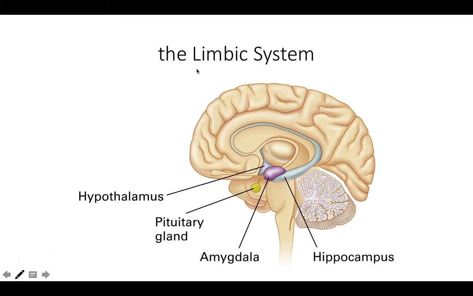What's interesting, can't get my pen going here, is that three of the four are in the brain, but the pituitary gland is part of the endocrine system. So it's part of the limbic system and the endocrine system, but it's not part of the brain. Okay.